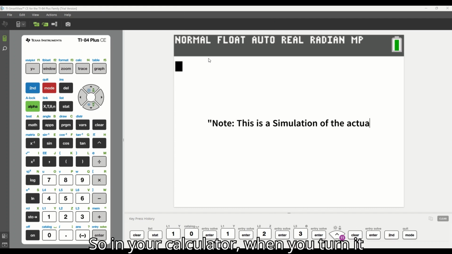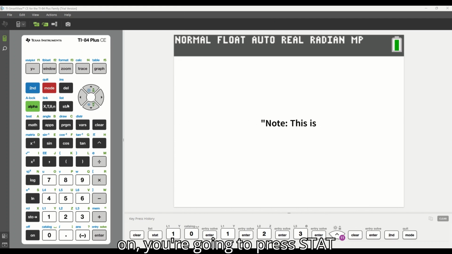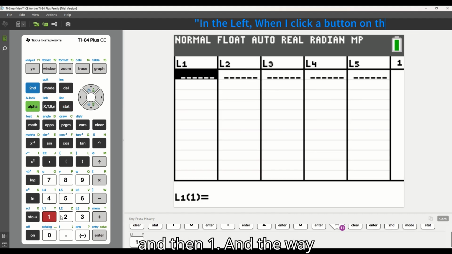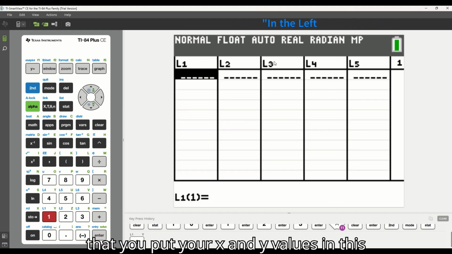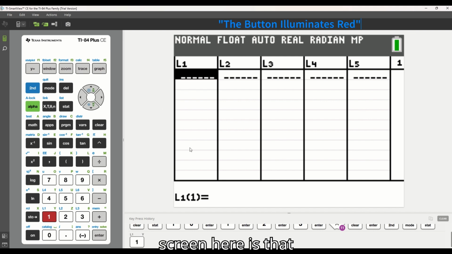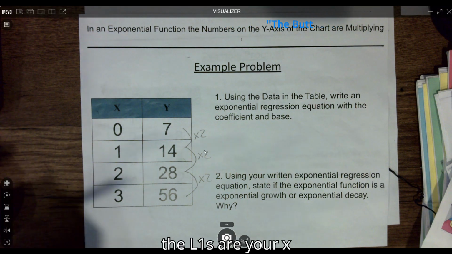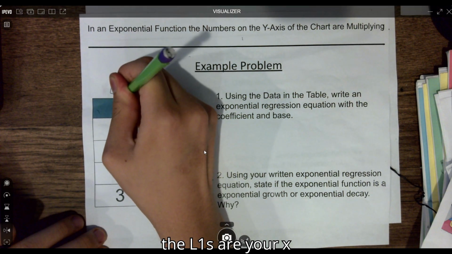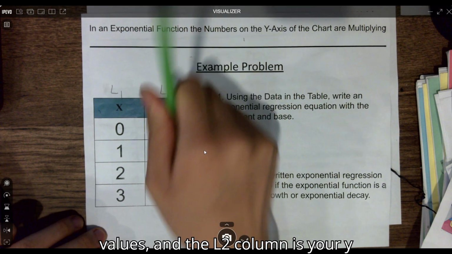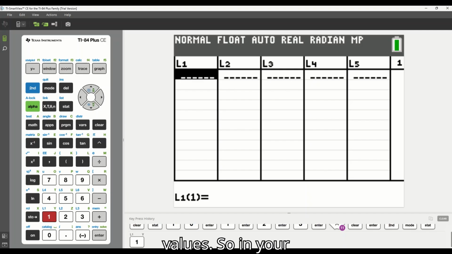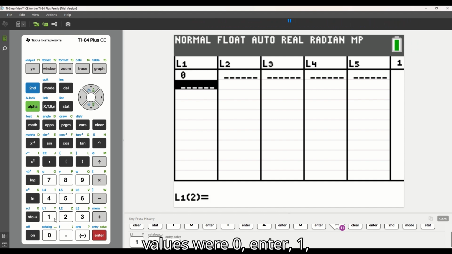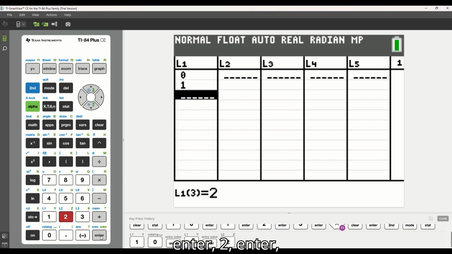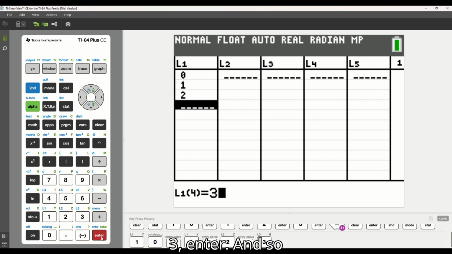So in your calculator, when you turn it on, you're going to press stat and then 1. And the way that you put your x and y values in this screen here is that the L1s are your x values and the L2 column is your y values. So in your L1 column, you put the x values. So the x values were 0, enter, 1, enter, 2, enter, 3, enter.